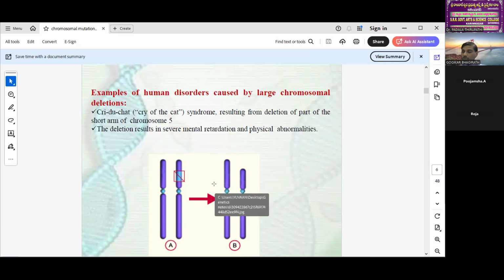Another one is a deletion in the long arm of the 22nd chromosome. It causes the Philadelphia chromosome. Why is it called that? Due to the long arm of the 22nd chromosome, the intercalary part is missing in that chromosome. That's why it is called the Philadelphia chromosome.